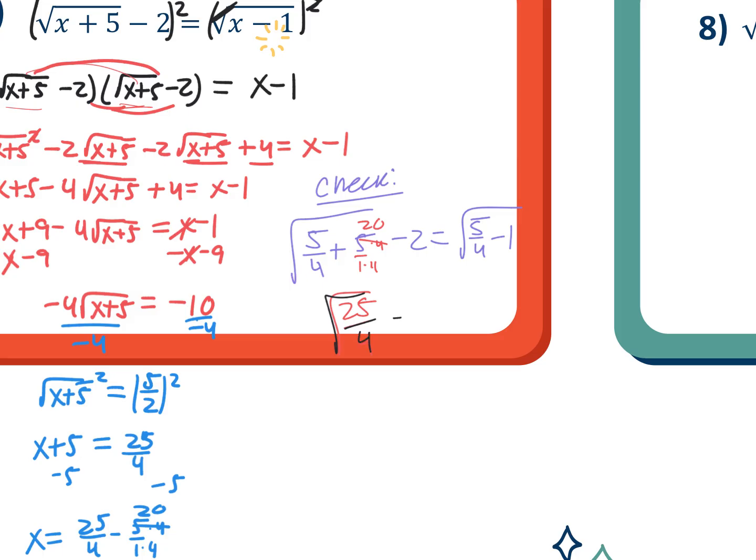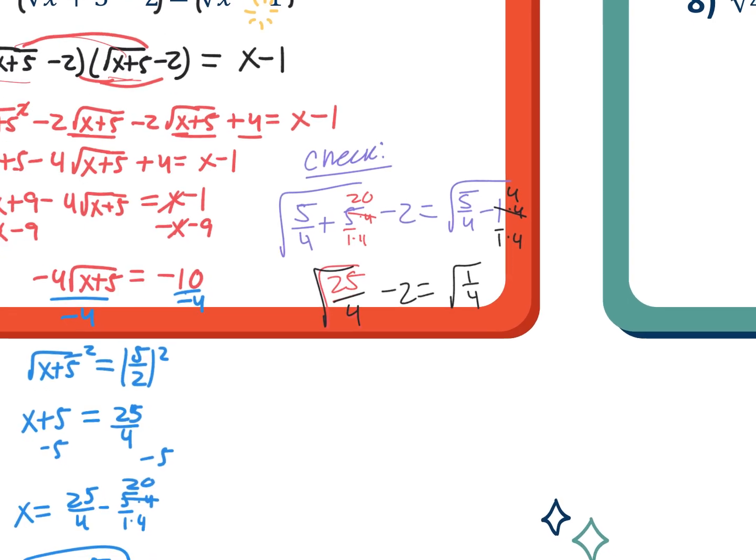Minus 2 equals 5 over 4 minus 1. I can turn this into 1 over 1, and then times 4 times 4. Then 1 times 4 is 4, and 5 minus 4 is 1. So I get the square root of 1/4. The square root of 1/4 is just going to get us 1/2. I can square root the top, square root the bottom. Then 25 over 4, the square root of that is going to get us 5 over 2. Again, square root the top, square root the bottom.